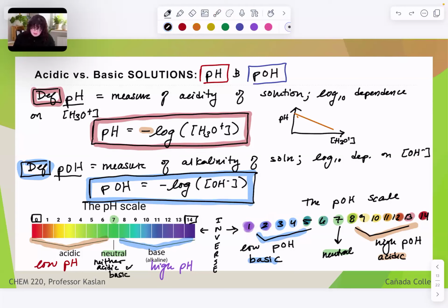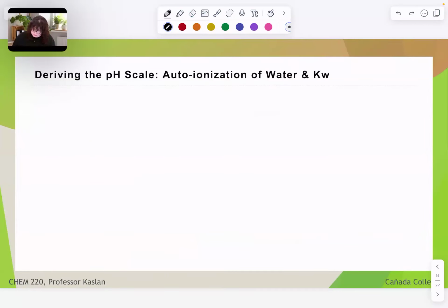So how pH and pOH relate is through the following: pH plus pOH is equal to 14. So the sum of your pH and your pOH is 14.